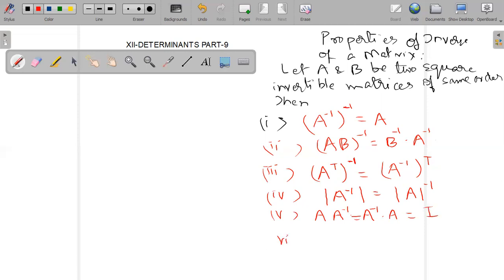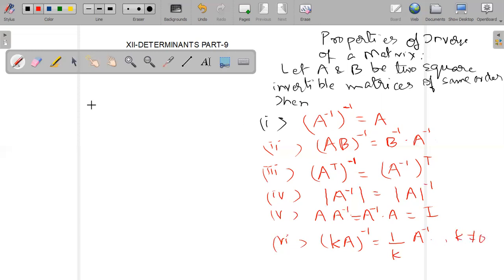And the sixth property is, if you write K times a matrix A and take its inverse, it will become 1 by K times A inverse, because the inverse power will come on K, where K should not be equal to 0.